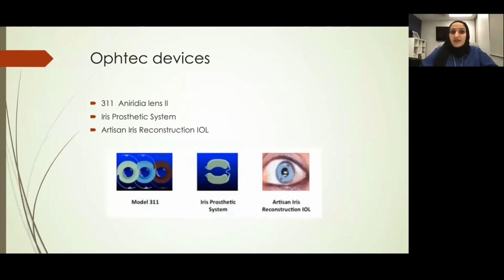Oftec devices came in 3 models, the 311, the Iris prosthetic system, and the Artisan Iris Reconstruction IOL. The middle one, which is the Iris prosthetic system, we need to lock it. It goes into the bag. It's very surgically challenging.